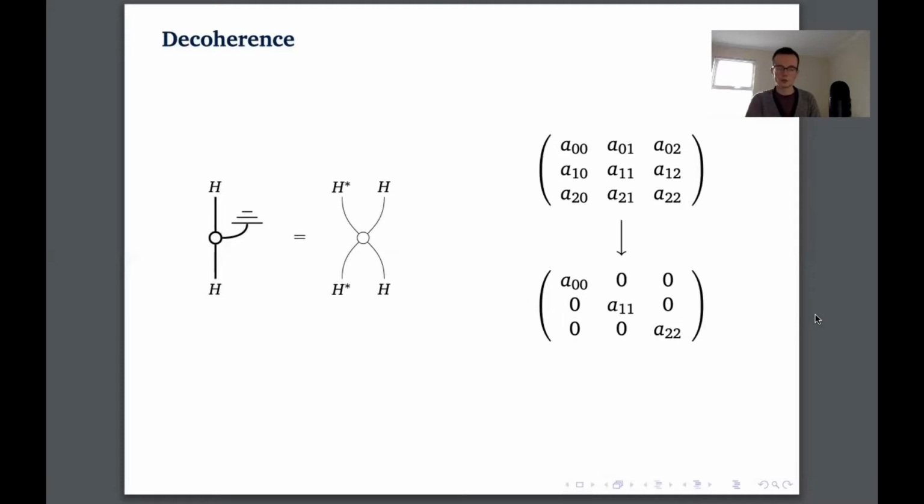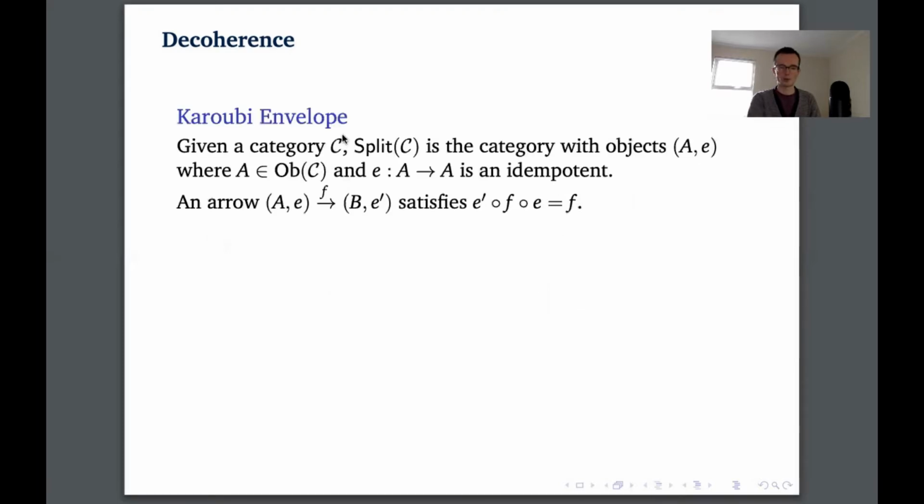And we can capture this transition in a more categorical way by working within the Karoubi envelope of the CPM category. So the Karoubi envelope of our category, if we start with the category C, its Karoubi envelope, split of C, is the category with objects that are an object A from our original category paired with an idempotent e on that object. And then the arrows of the Karoubi envelope, f, is an arrow from A to B, which is invariant under the idempotence.